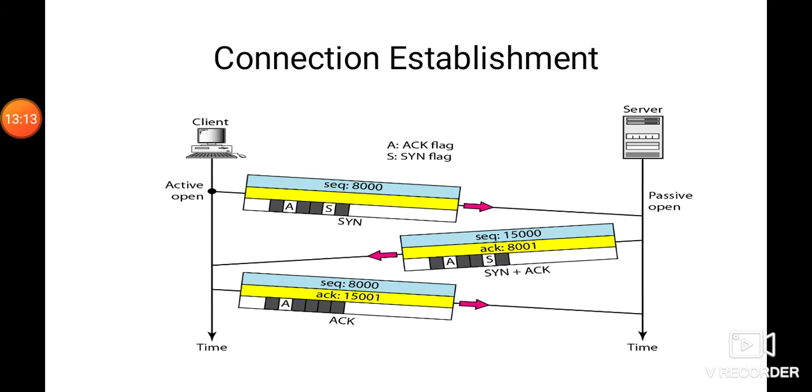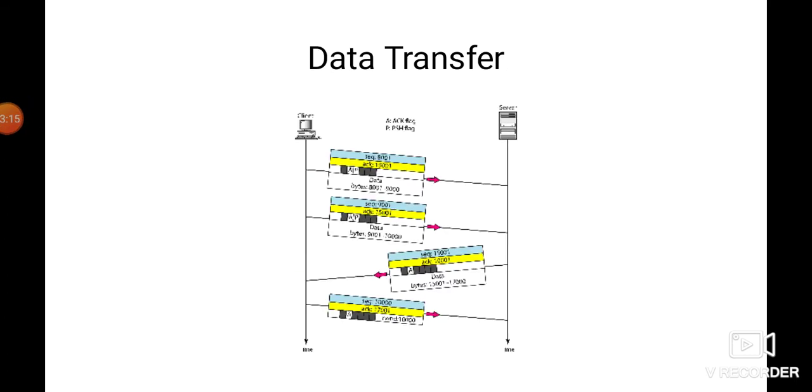Okay, so next we will see how the data is transferred. After the connection is established, bidirectional data transfer can take place in TCP because it is full duplex transmission. The client and server can both send data and acknowledgements. Data traveling in the same direction as the acknowledgement is carried on the same segment. This is basically known as piggybacking.